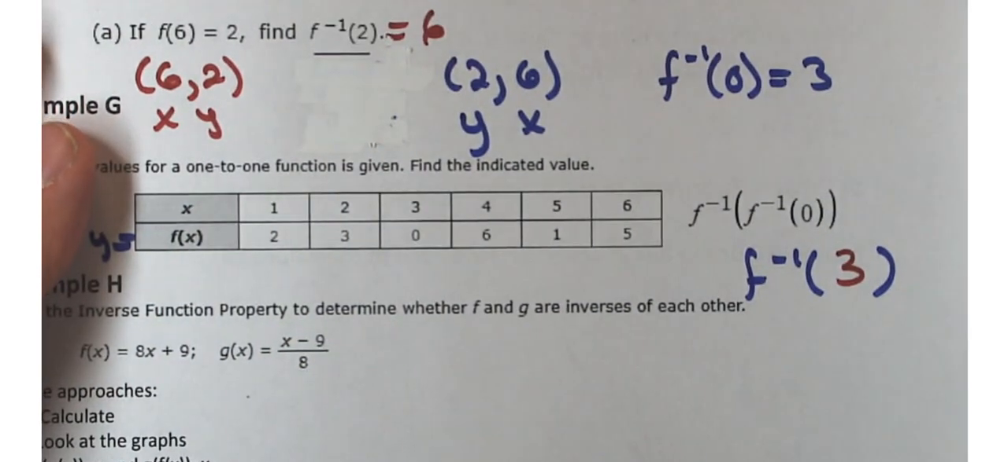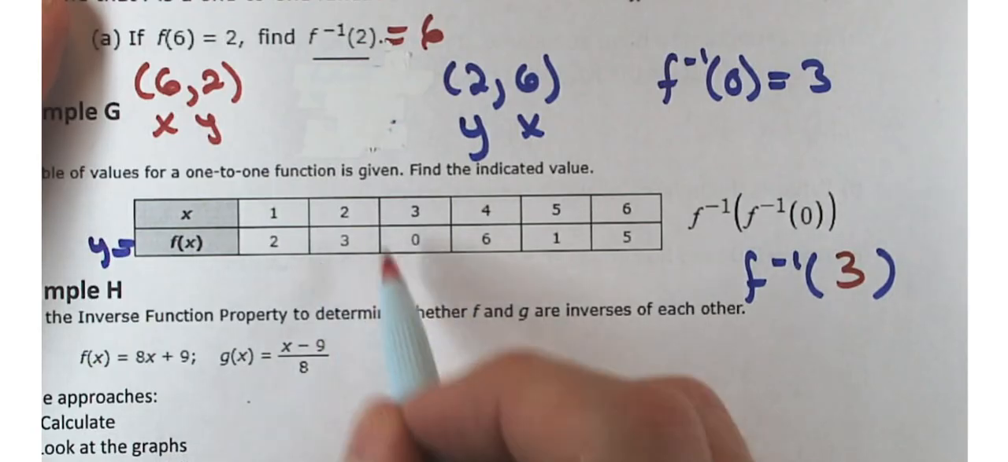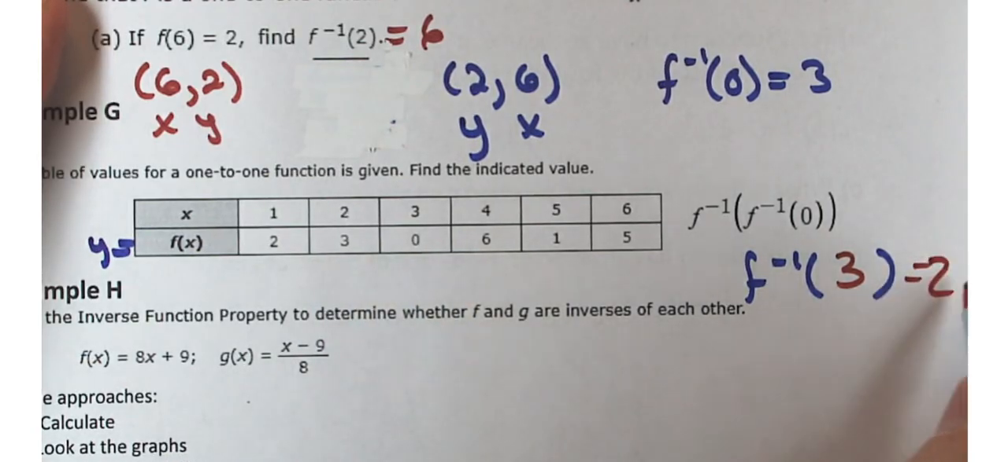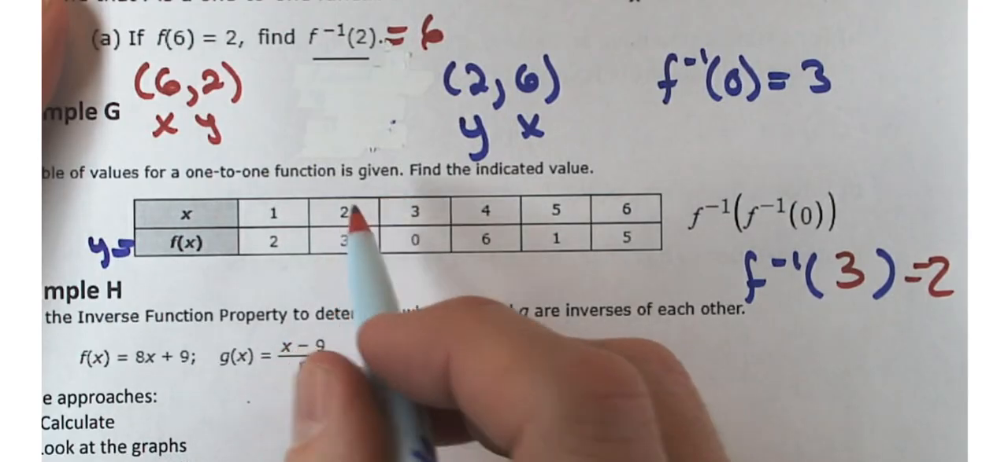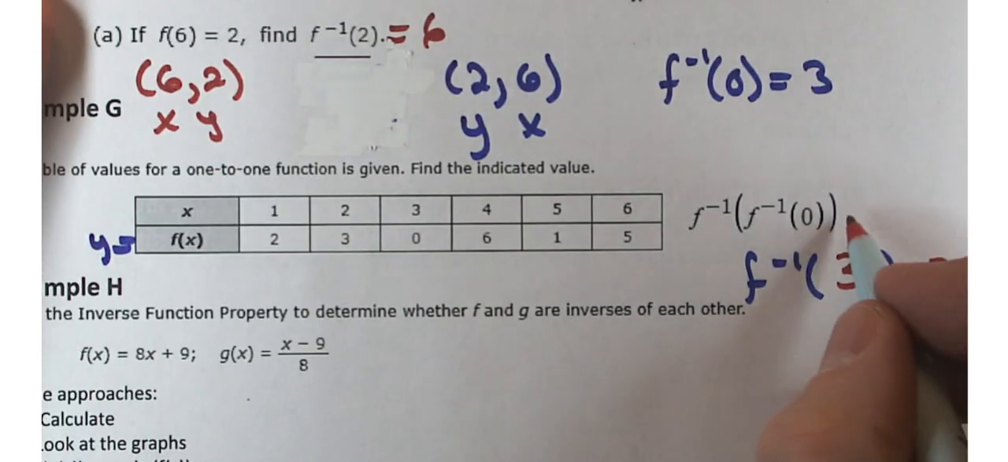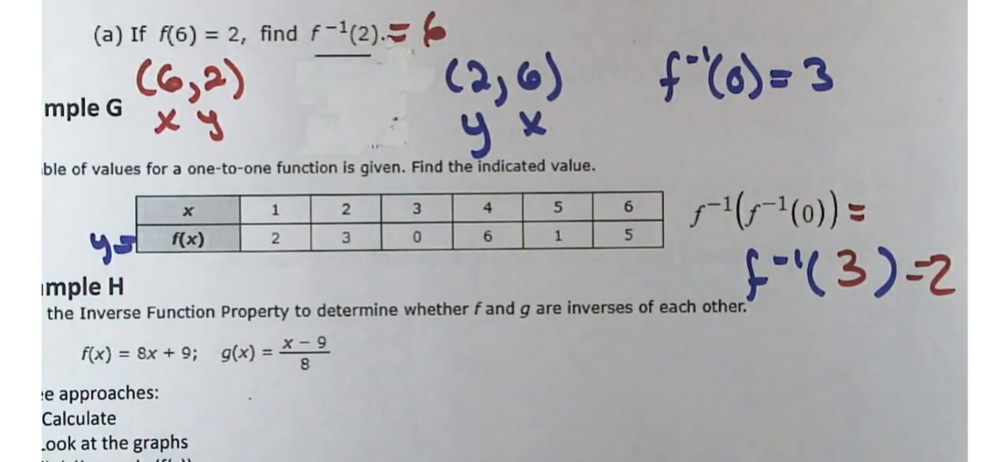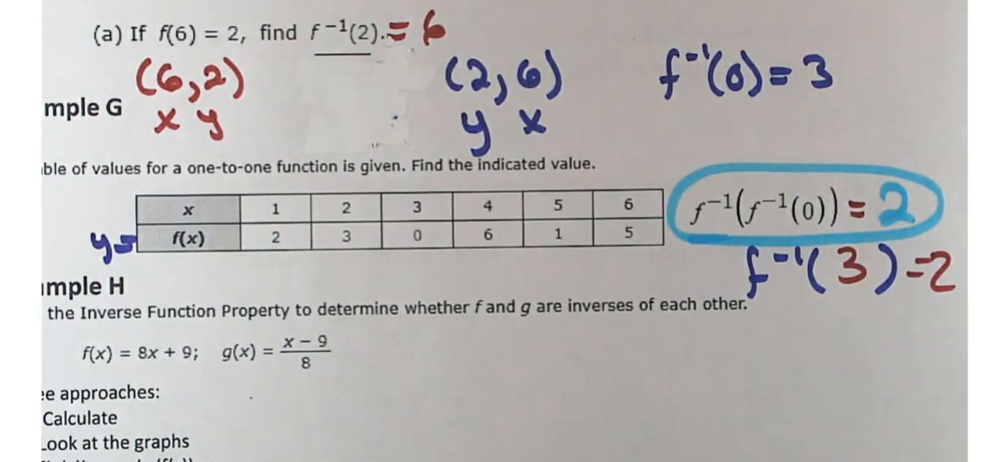What do we got here? F inverse of 3 would be what? 2. Nice. You find the y value of 3. It goes along with the x value of 2 from the function. So overall, the answer here is 2.